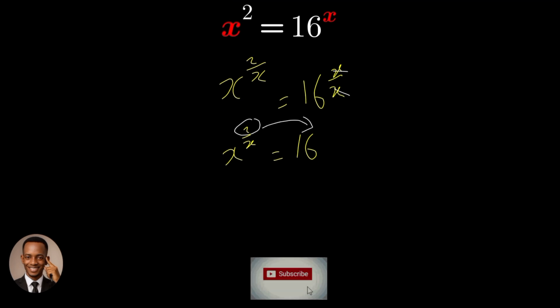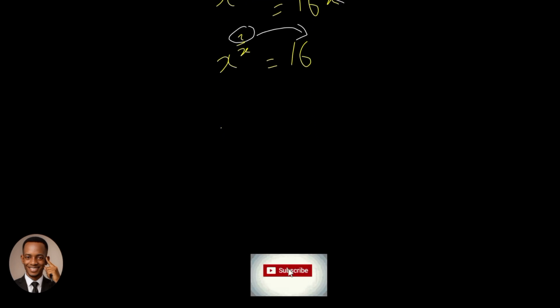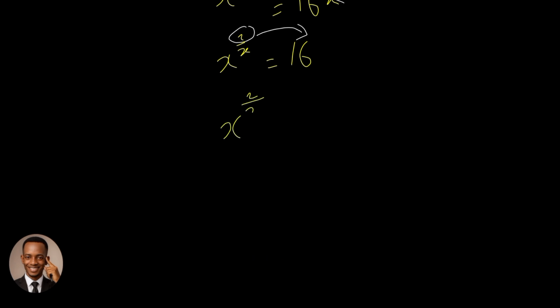So we're going to have x to the power of 2 over x, then multiply the denominator by 2, equals 16 to the power of 1 over 2, because we can say 16 has the power of 1. Therefore, we're going to cancel out 2. 2 cancels 2. We will now be left with x to the power of 1 over x equals 16 to the power of 1 over 2.